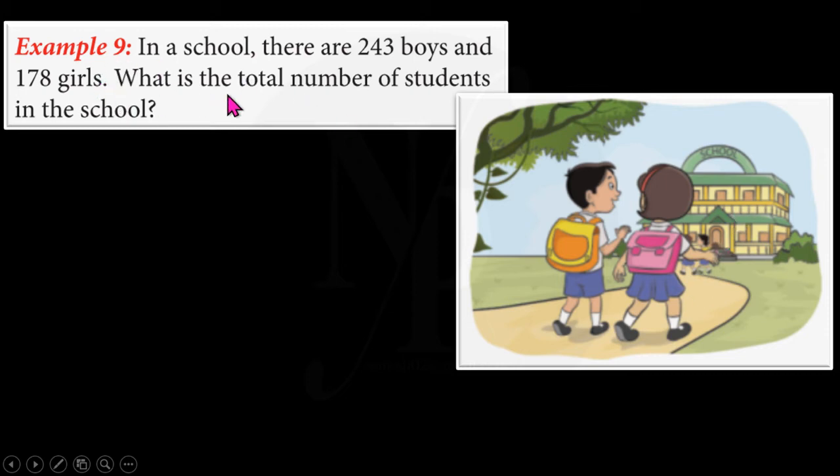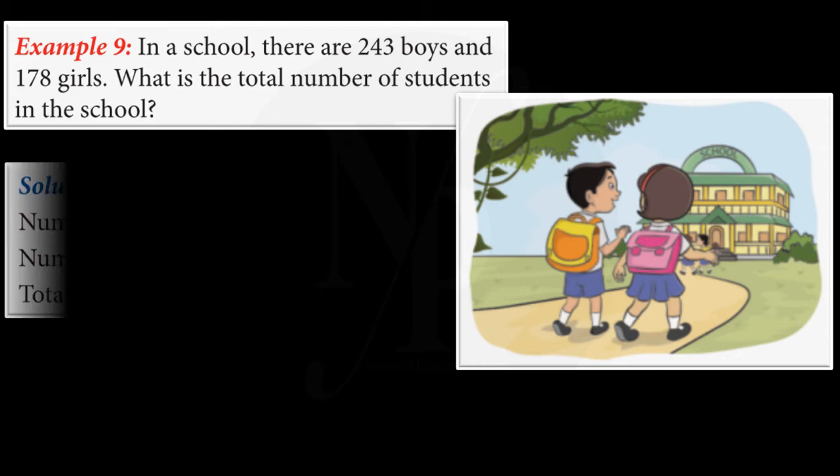So in this question, what is given is in a school there are 243 boys and 178 girls, and we should find the total number of students in the school. So to find the total number of students, what we should do? Yes, we should add the number of boys and the number of girls, and we will get the total number of students in that school. Let us do that now.